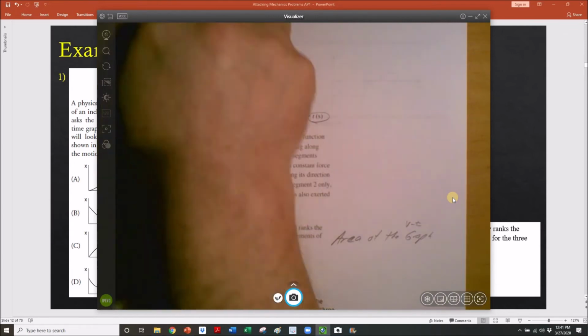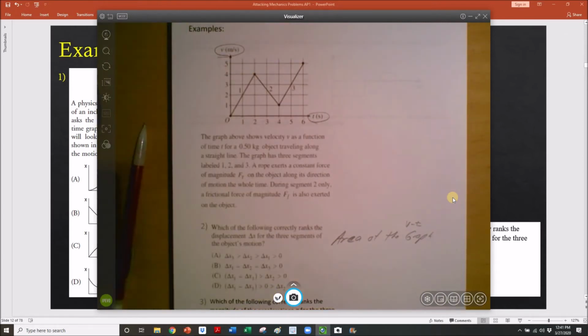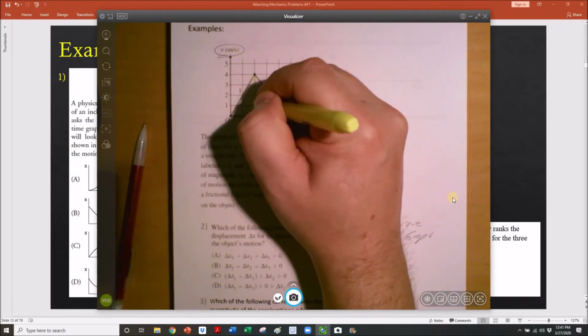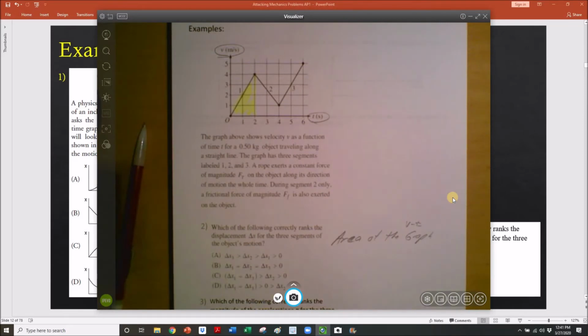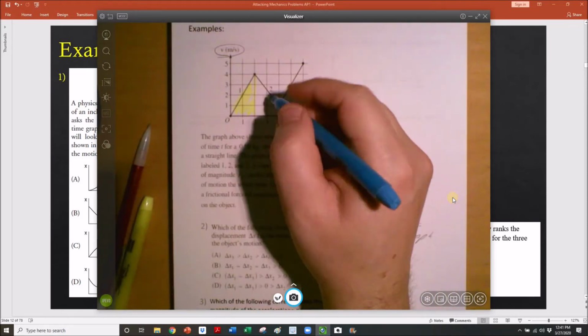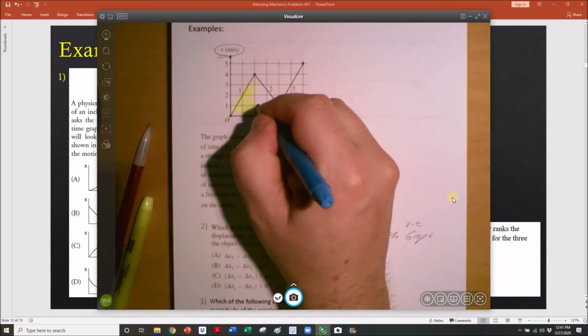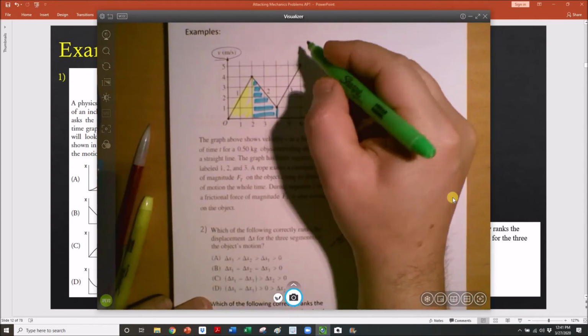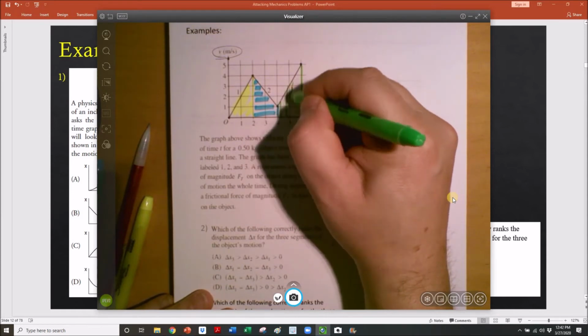So if we go up here, we can highlight the different areas. So we have this section number 1 is this area here. We have a section number 2, which is this area between here and here. And then we have this section here, which is this area.